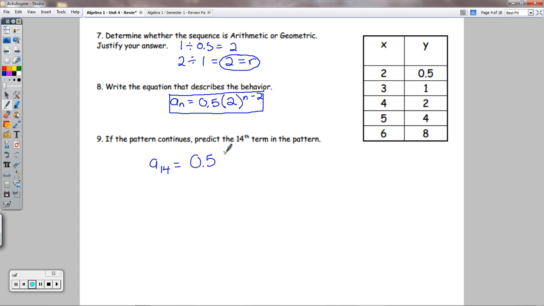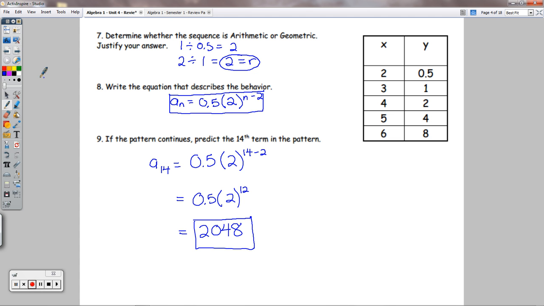If you plug in 14 minus 2, that's going to be 12. So you could write this, if you wanted to, as 0.5 times 2 to the 12th power. Instead, you could plug either one of these here or here directly into a calculator, and it looks like that would give you, plugged in correctly, I got 2048.